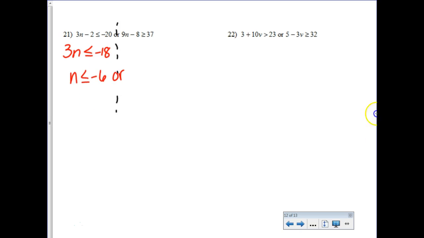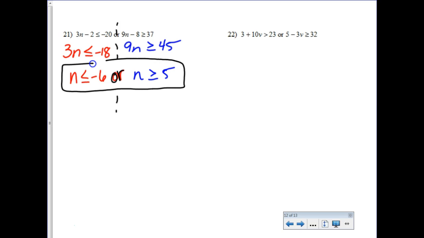Or, you're going to add the 8 here. So 9n greater than or equal to, I can add, right? 45. Divide by 9 on both sides. N is greater than or equal to 5. So when I ask you for the inequality solution, this is what it looks like. And make sure the word "or" is in your solution, because otherwise it's nonsense.